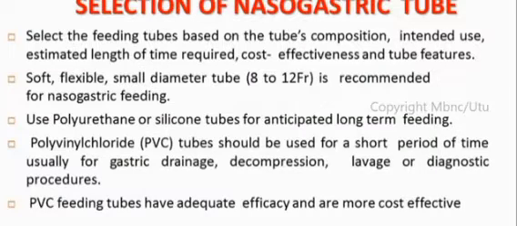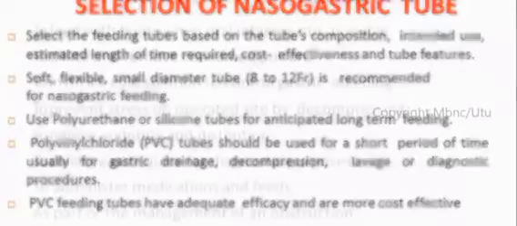Use polyurethane or silicone tubes when long-term feeding is anticipated. Polyvinyl chloride (PVC) tubes should be used for a short period of time, usually for gastric drainage, decompression, lavage or diagnostic procedures. PVC feeding tubes have adequate efficiency and are most cost effective.